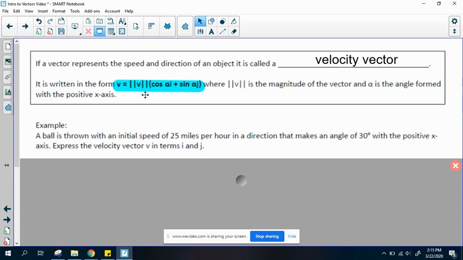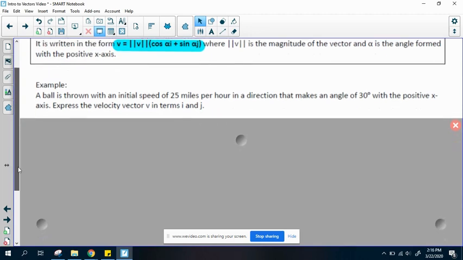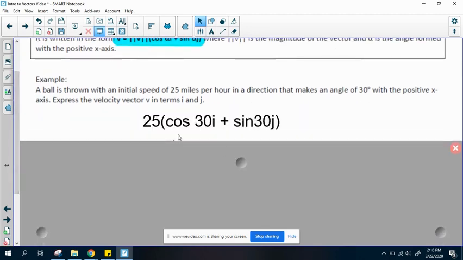Okay, so the first thing I'm going to do is put everything in the right spot. Here in front is where you put the actual velocity because that is the length. So your length is 25 miles an hour. And then here is where you put the angle. So I'm going to write 25 times cosine of 30 i plus sine of 30 j.